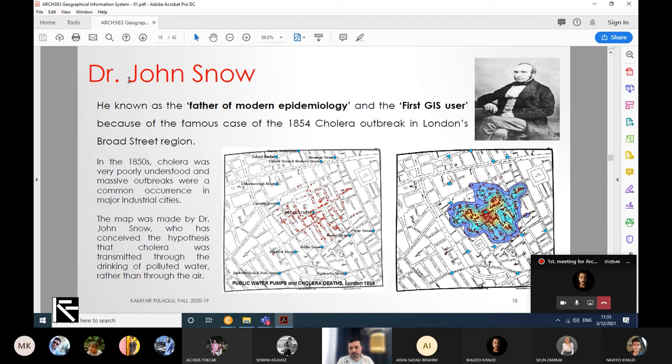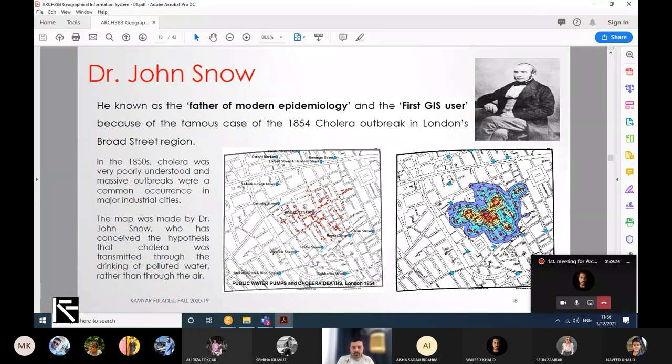He had a London map like this one. He put the water pump locations, the spatial location of each pump, as you can see by these blue dots. For instance, this one, that one. He found all these pumps in the neighborhood, then went and checked the patients who died from cholera, and he put them as red marks inside the map.